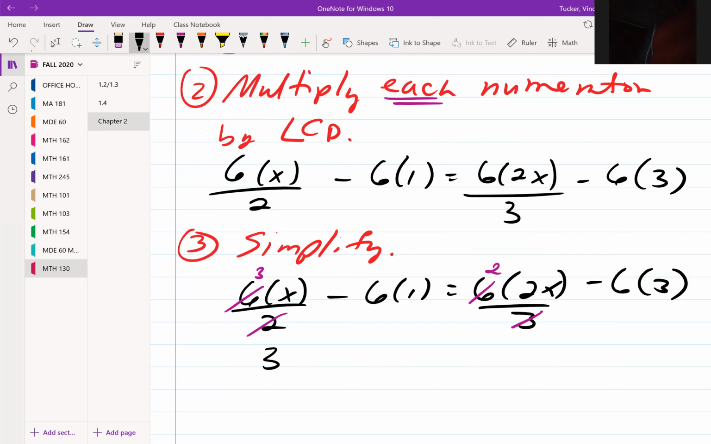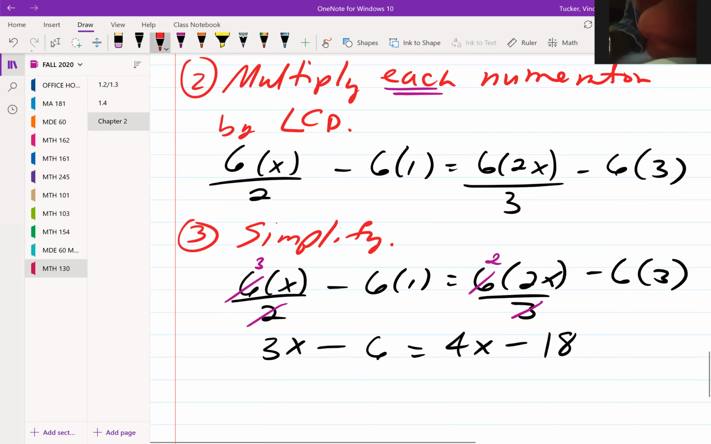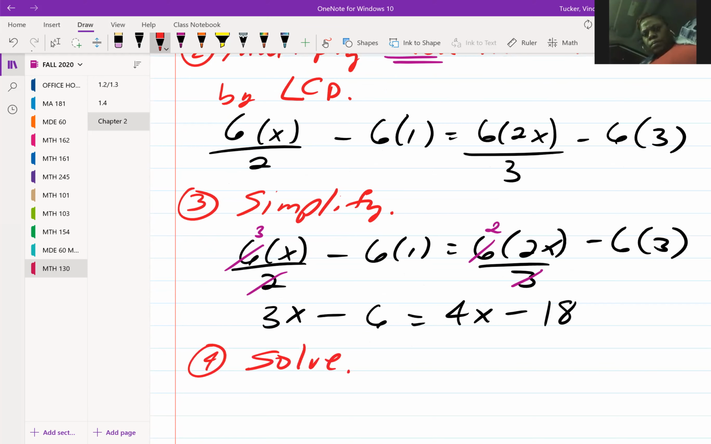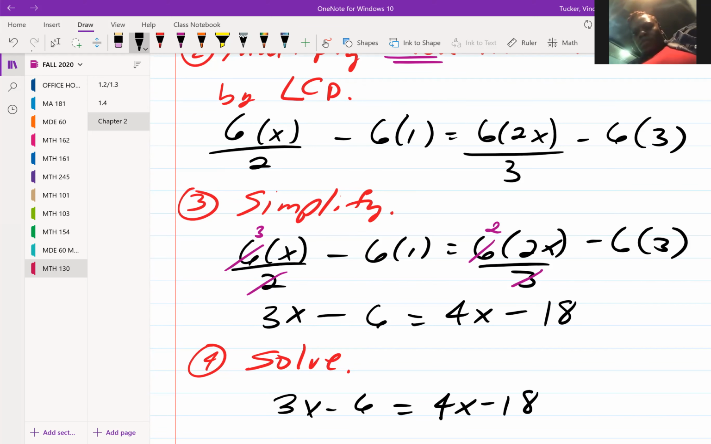So that'll be 3x. 6 times 1 is 6. 2 times 2x is 4x. And 6 times 3 is 18. All right. Any questions so far? So now we'll go ahead and solve. Got that 3x minus 6 equal to 4x minus 18.